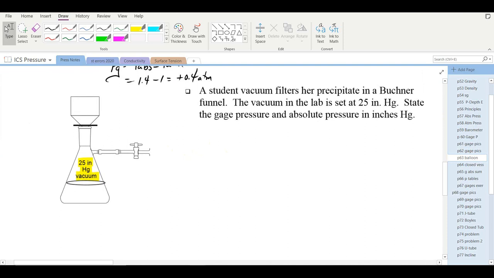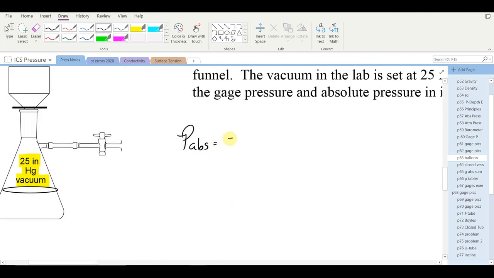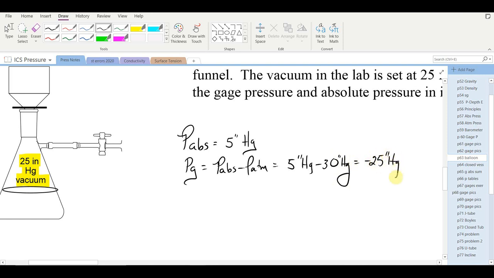So what's the total pressure remaining in here? If atmospheric pressure is 30 inches and you take away 25, that means the pressure remaining, the absolute pressure that remains in this container, would be 5 inches of mercury. Right? What's the gauge pressure? P gauge, if you want to calculate it, is the absolute pressure minus atmospheric, which is 5 inches of mercury minus 30 inches of mercury, which is negative 25 inches of mercury.